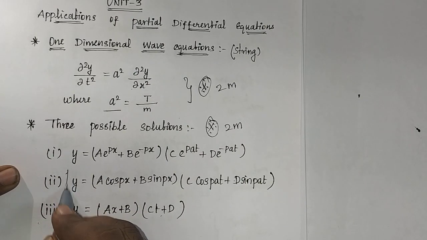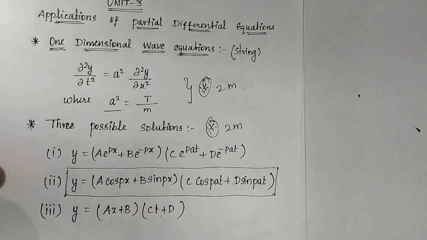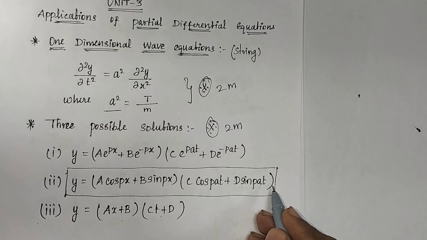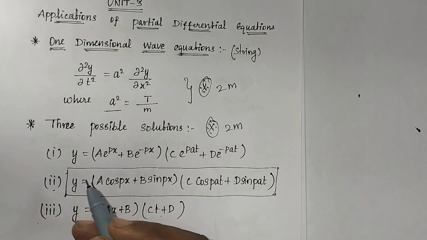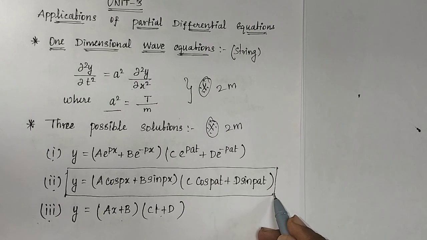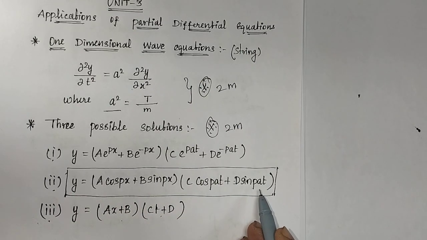While doing problems, we are applying only the second solution. The second solution is y equals a cos px plus b sin px, into c cos pat plus d sin pat. So memorize this. This one is very important. Why? Because while doing problems, we are applying the second one only. When applying solutions 1 and 3, you will not get the answer. The only possible solution is the second one. So I repeat, y equals a cos px plus b sin px, into c cos pat plus d sin pat. So memorize this equation.